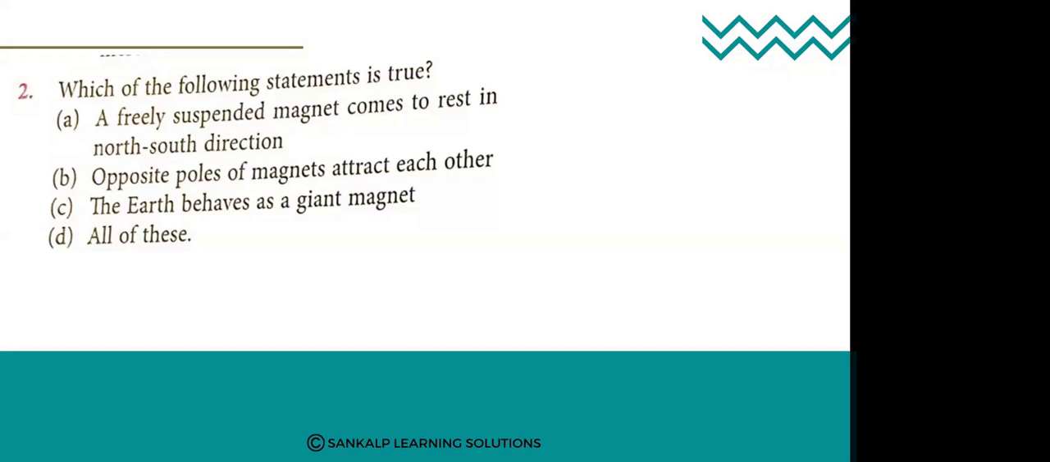Opposite poles attract. Earth behaves as a giant magnet. A freely suspended magnet comes to rest in the north-south direction.